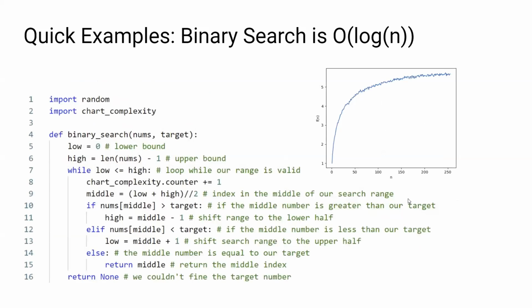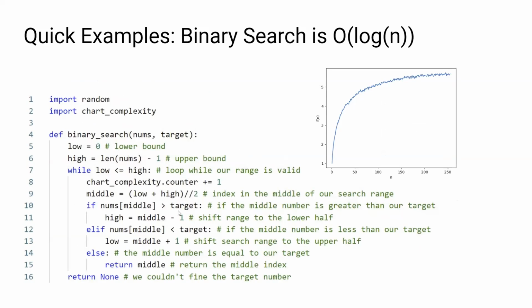So in code, we basically have the same parameters as our linear search. We have an array of numbers and we have our target number. We start with the low index and our high index, right? That's the lowest valid index and the highest valid index. And we loop while the low is less than the high.